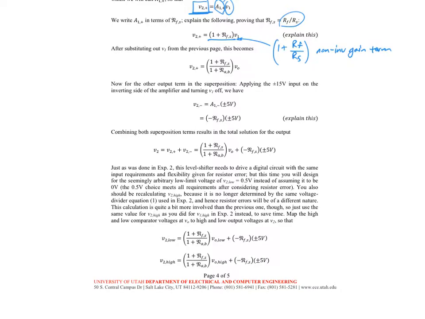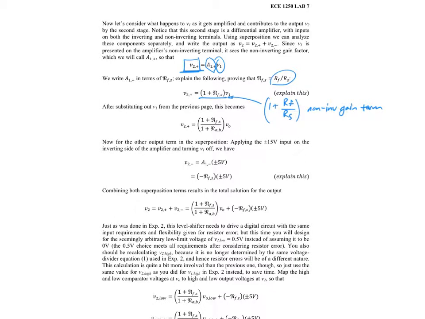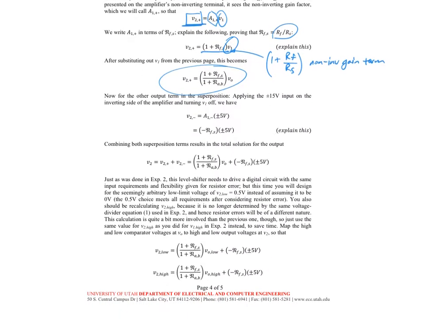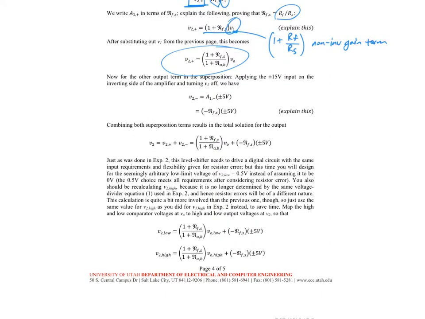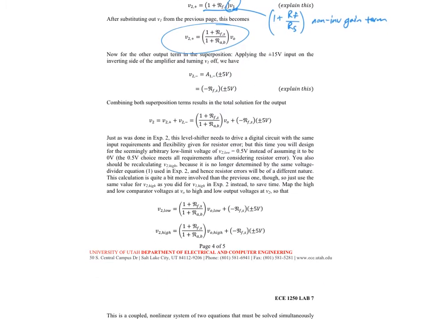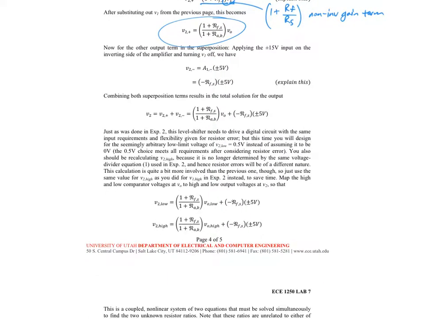Okay, so now after substituting in V1 right here, which we had from above from the previous page, we end up with this. So that's pretty straightforward. It might look ugly with all the script R's and everything, but it's quite simple. I just noticed this has to be 5 volts here, not 15.